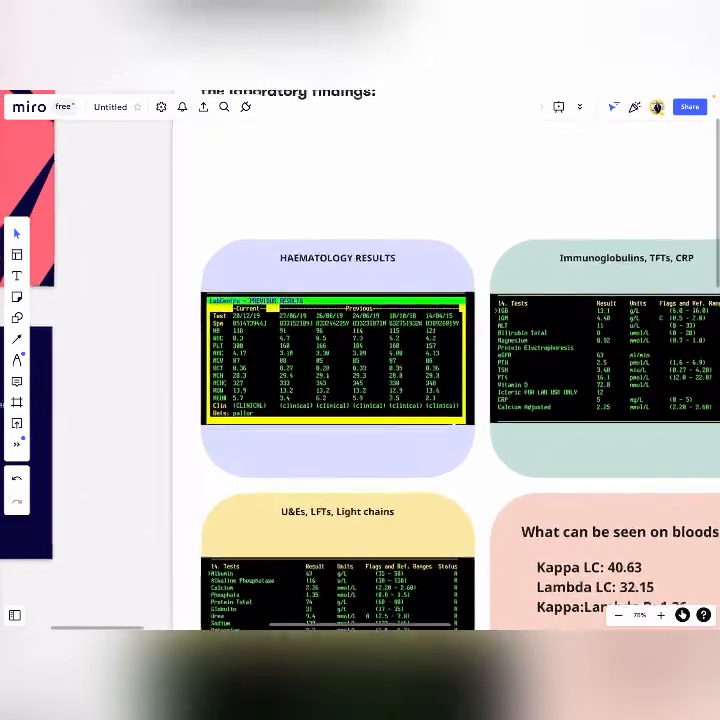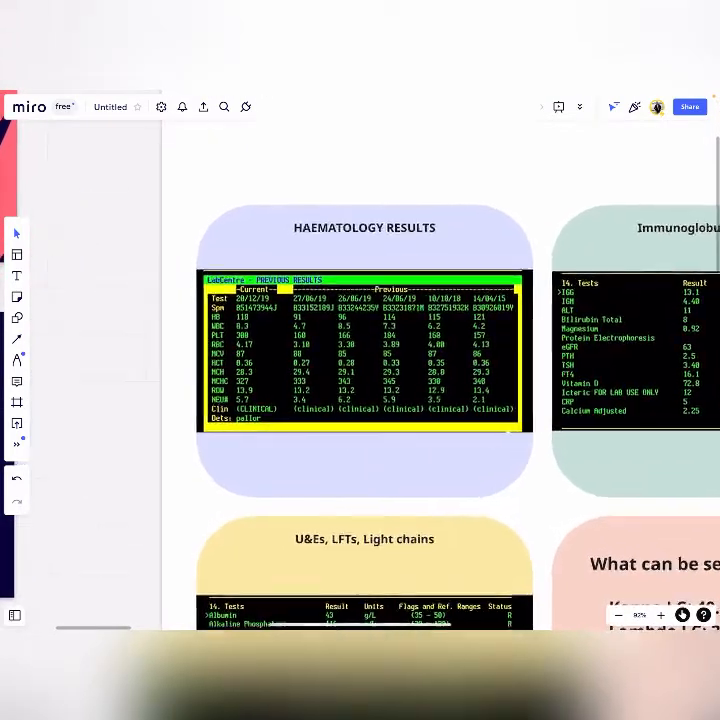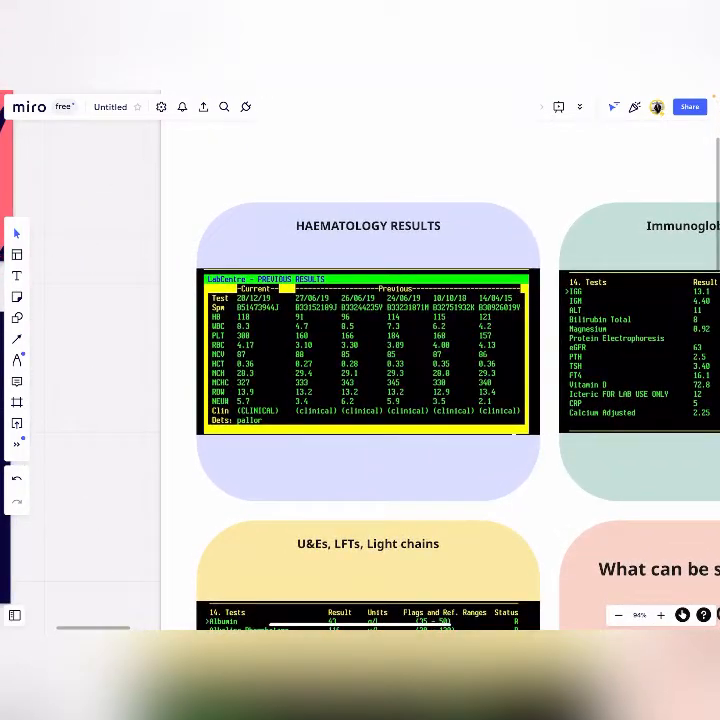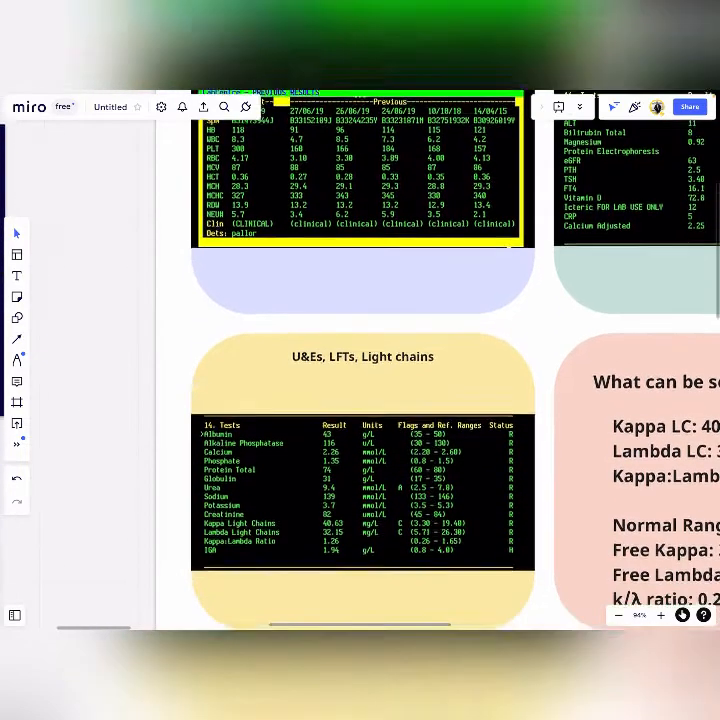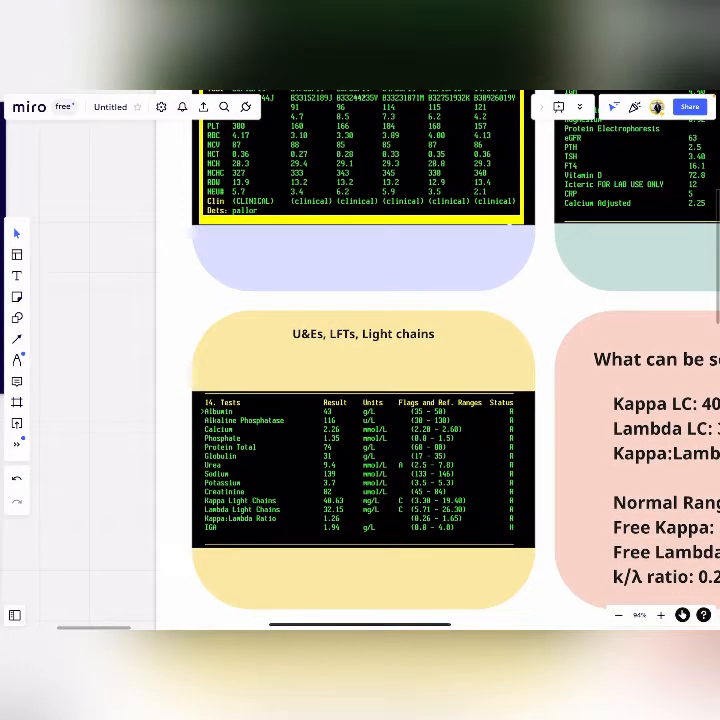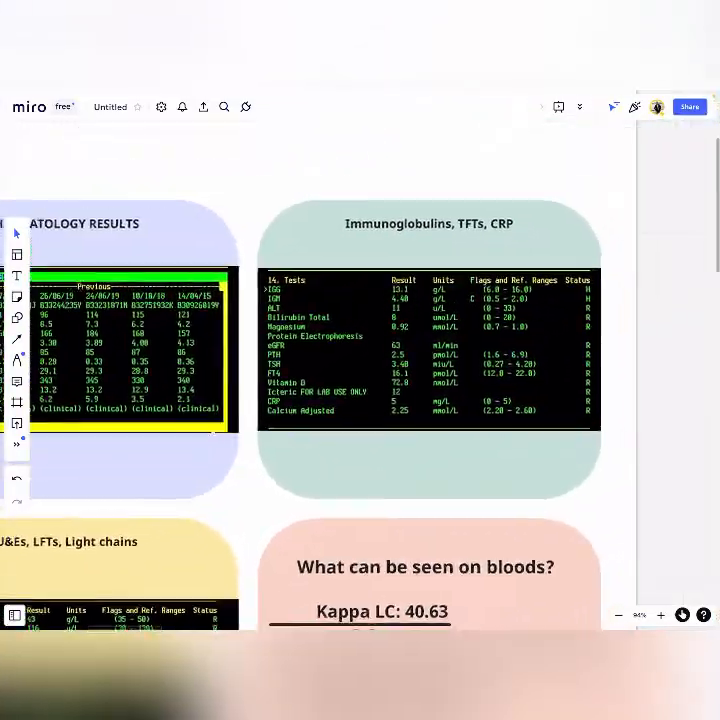Firstly, reviewing the hematology result, we can see mostly normal parameters. Only the platelet count seems to be raised compared to his previous values. Biochemistry results show mildly raised urea and significantly raised Kappa and Lambda light chains. The GP requested protein electrophoresis, of which the result shows only an abnormal IgM level.